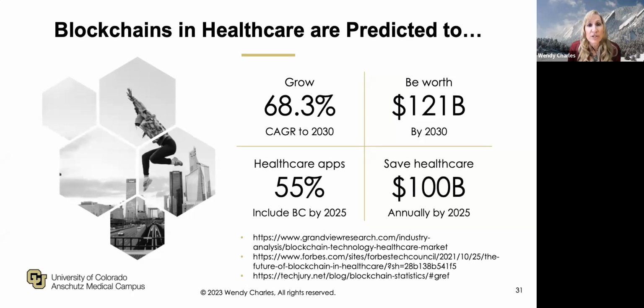That 55% of apps would include blockchain by 2025, as predicted by Forbes, and would save healthcare 100 billion annually by 2025. These are very rosy. I don't know if they are completely accurate, but I think it's important to note that reputable organizations such as Forbes are making this prediction, and that it does indicate that there is some information behind it.